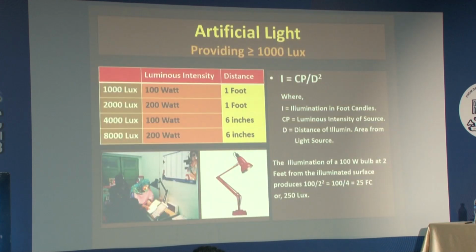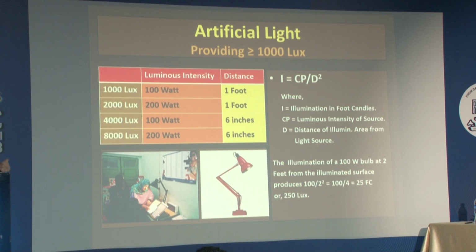When you're using artificial lights, remember the picture on the right hand side, it's a gooseneck lamp. You can twist and turn it and make the light focus exactly where you want on the object of regard. You can bring it close, you can take it away and point it in any direction you want.